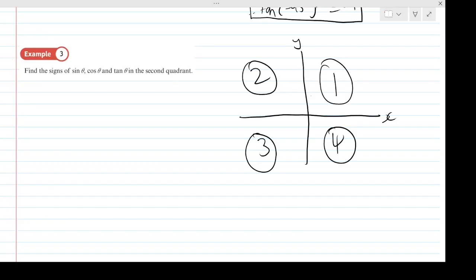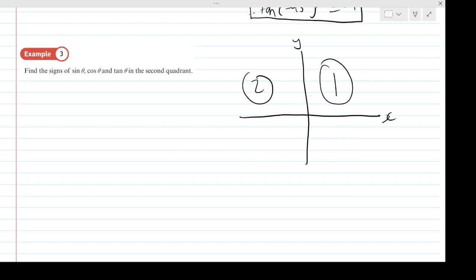Now, it's saying in this question, find the sign in the second quadrant. So what we're going to do then is consider a generic angle in this sort of circle, in this space here, the second quadrant. So if I draw a typical triangle, make it somewhat neat. There we are, an angle theta, which is in the second quadrant.